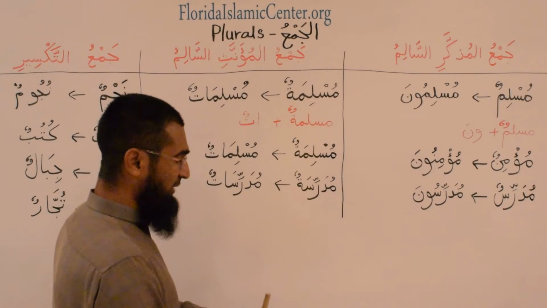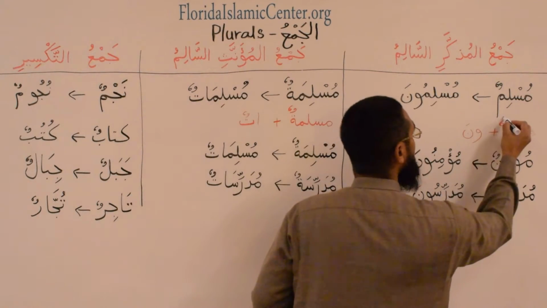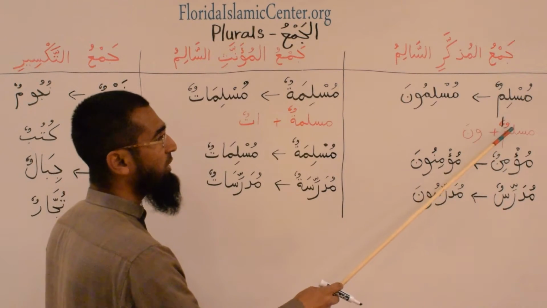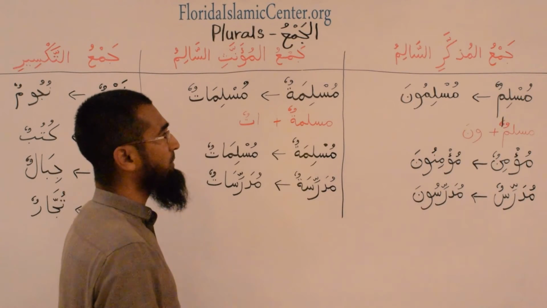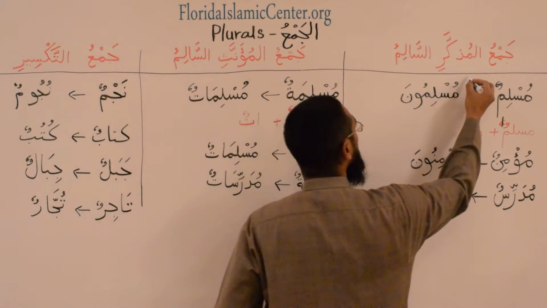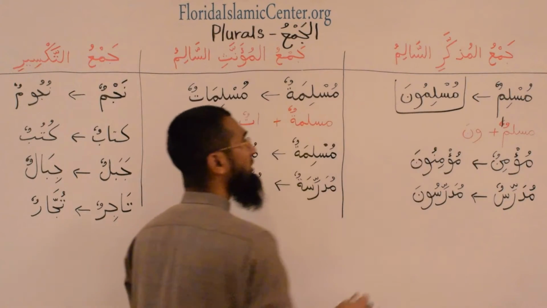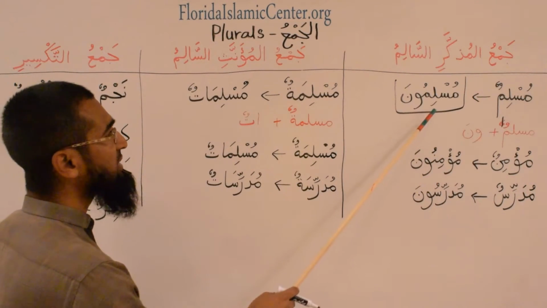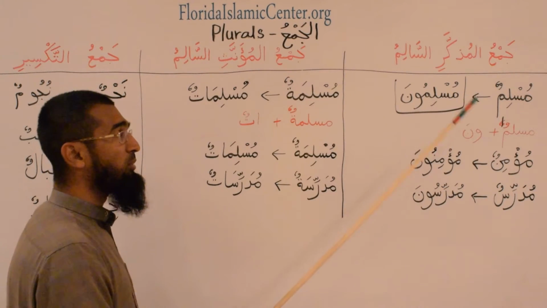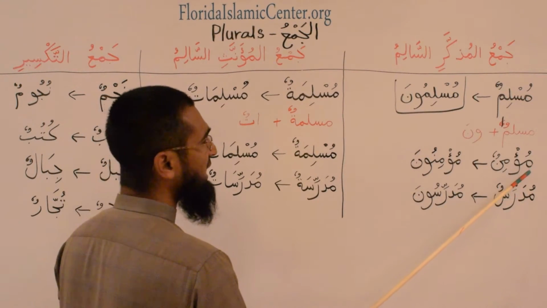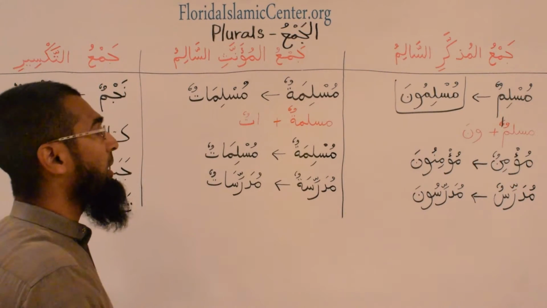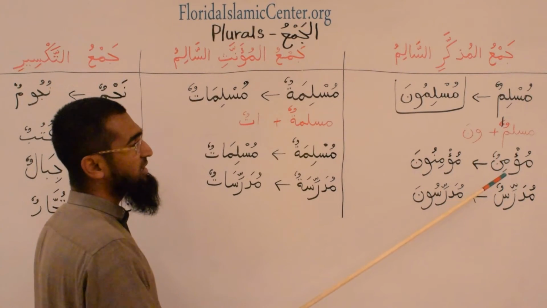But you're going to have to drop this dhamma and just have one dhamma. Muslimuna. And you see right here, Muslimuna. So this is the first plural that we just learned. Muslimuna, Muslims. And this is three or more Muslims. The second one, mu'min. Mu'min or mu'minun means a believer. Mu'minun. How do you make it into a plural?